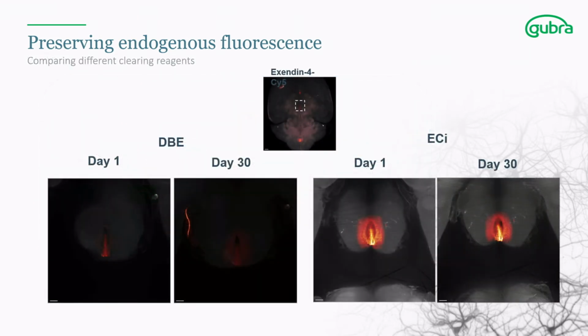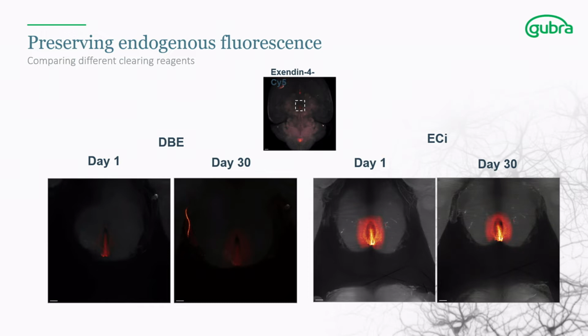And one of our limitations in this study is that we normally work with very dim signals. For example, when we inject Exendin-4 labeled with Cy5 in vivo, we see some signal in the hypothalamus, which is typically very dim. So we are trying different clearing reagents to see if we can improve not only the signal intensity the day after clearing, but also across time.